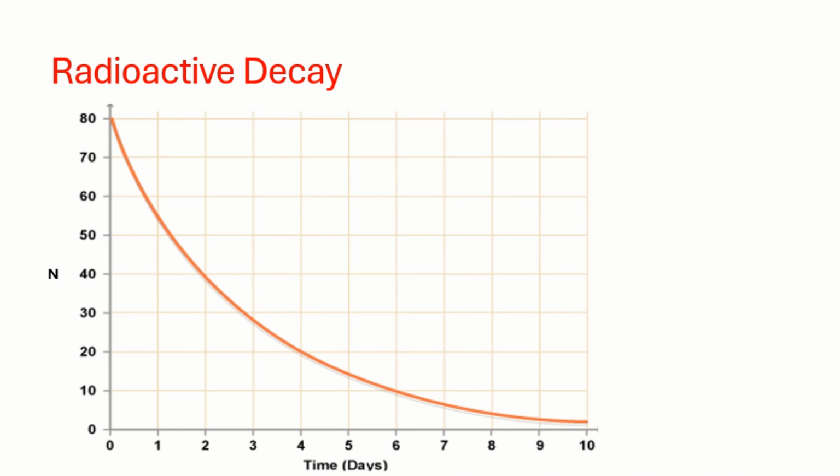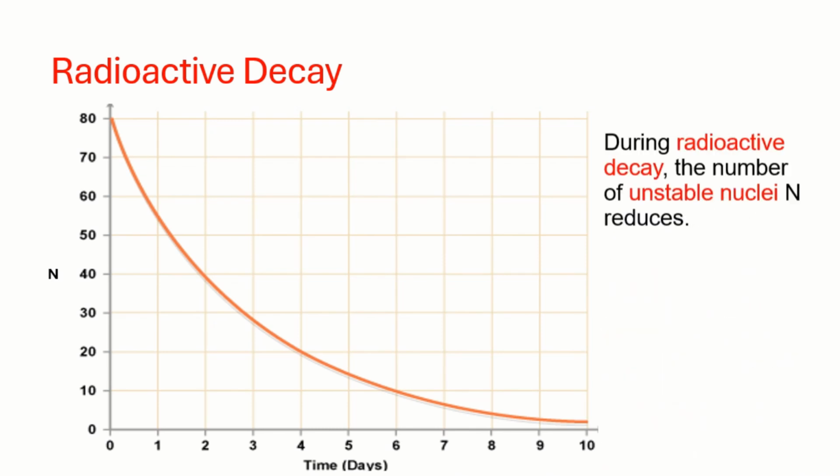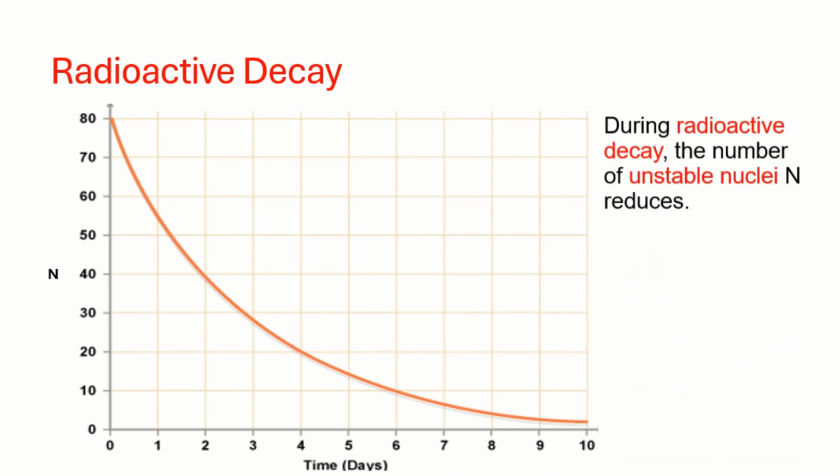So let's start with radioactive decay. We know that whenever radioactive decay occurs, the number of unstable nuclei will decrease. So for example, if I'm looking at the decay of uranium-235, and uranium-235 is unstable, then what I'll find is that the number N of unstable nuclei will go down over time. And that's because that uranium nucleus has become something else.